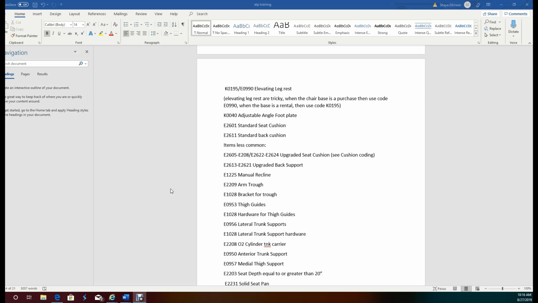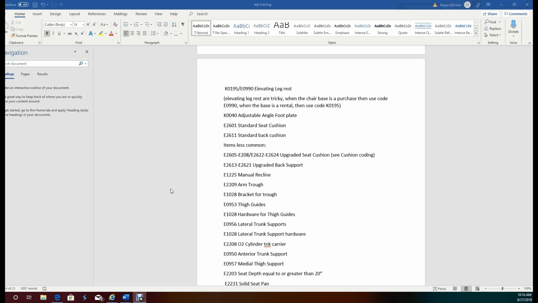E2601 is a standard seat cushion, and E2611 is a standard back cushion. Every beneficiary that gets inside a chair is entitled to a seat cushion and a back cushion for comfort. These are standard generic seat cushions. Just because the patient has a wheelchair, they are entitled to this cushion.